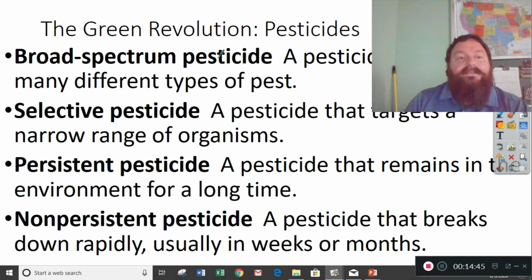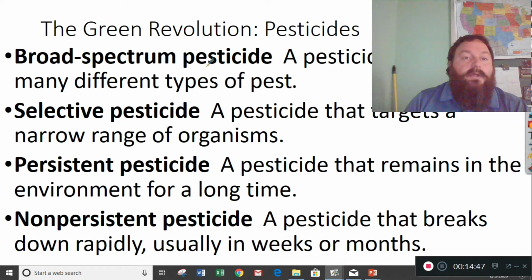Now, when we look at the pesticides too, we have two different categories of them. We have broad spectrum and selective pesticides. I always use the analogy of weapons in armies. So when we look at the broad spectrum, these are the grenades. And grenades are designed to kill everything in its path. You drop the grenade here, but it's going to kill everything in that blast radius. So everything within here is going to die.